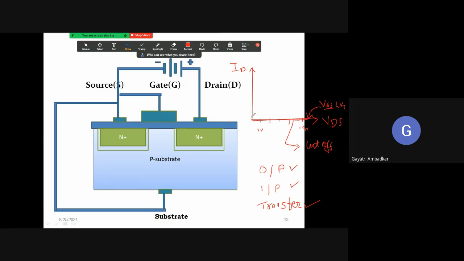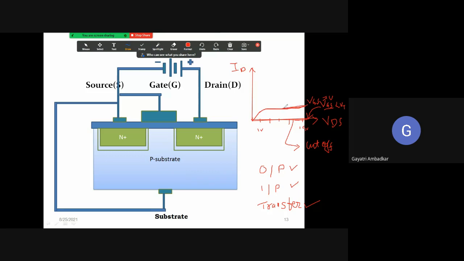Now I will make VGS greater than VT. Let's make VGS equal to, let's say, 1 volt. When you make VGS equal to 1 volt, you will find that as you are increasing VDS, your drain current is initially increasing linearly, and then it becomes constant. Now, why is this happening?